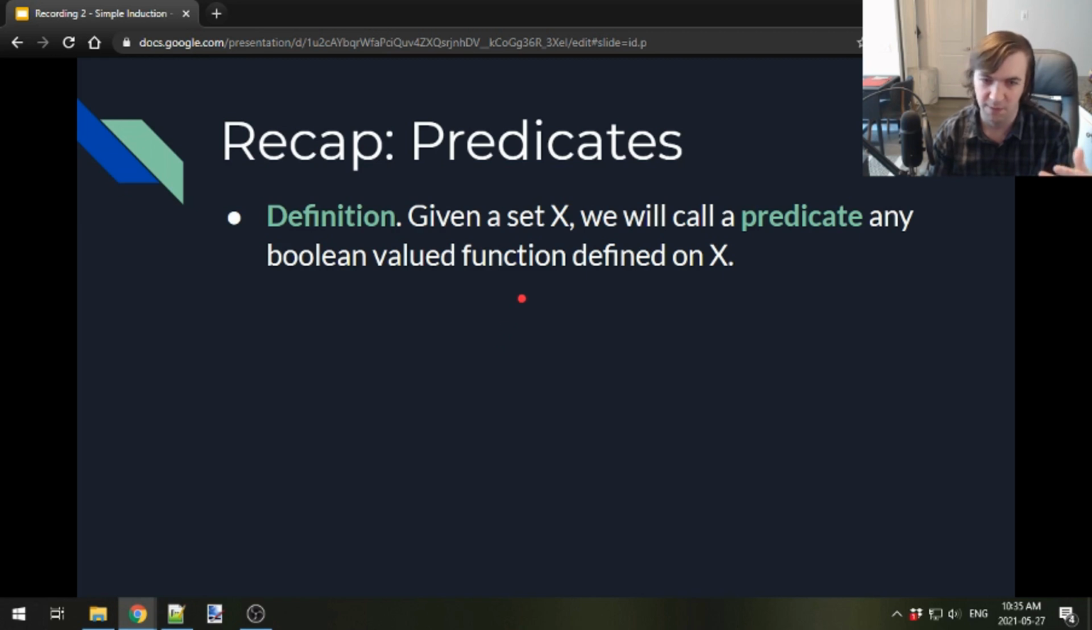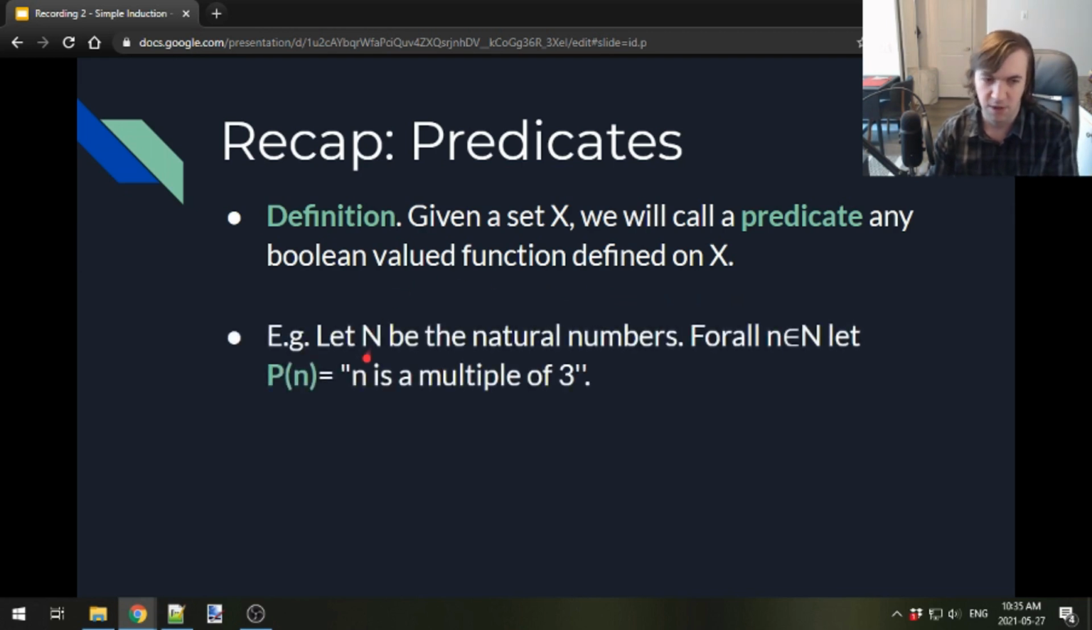Given a set X, or S if you prefer, we'll call a predicate any Boolean valued function defined on X. So it takes an element from the set X and gives you a true or false. For an example, suppose we have our natural numbers. For all n in the natural numbers, we'll have P(n) where n is a multiple of 3.